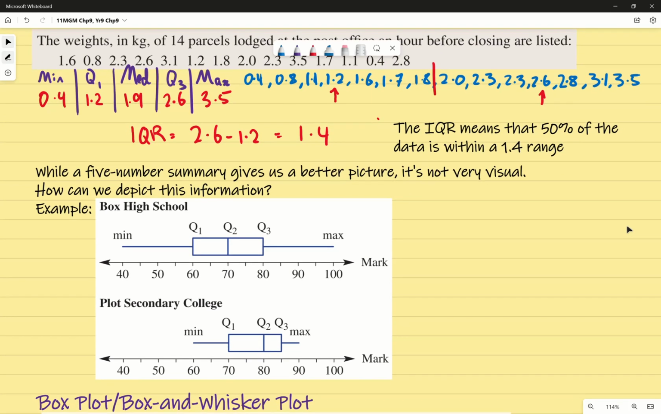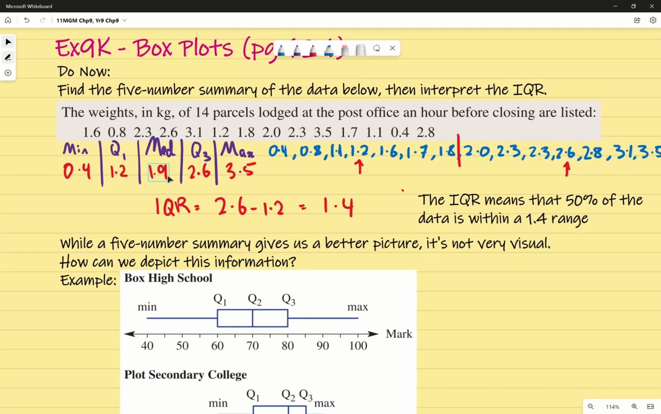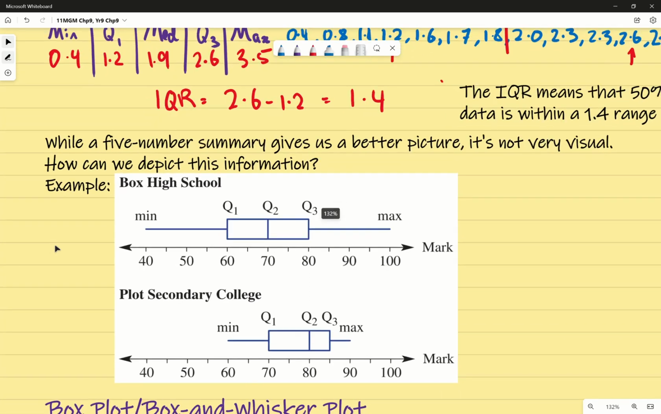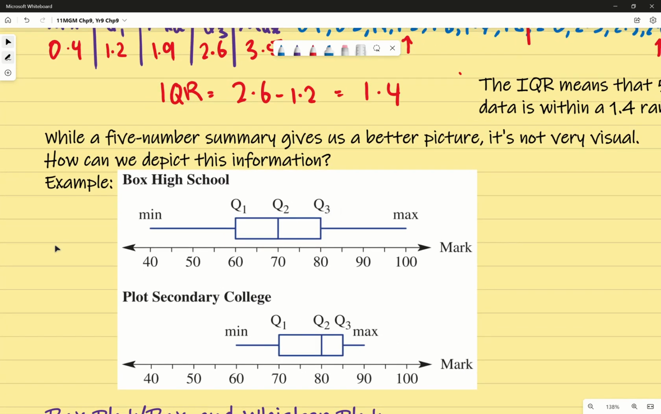So a 5-number summary gives us a better picture, but it's not very visual. You can't look at these 5 numbers and think, great, that means a lot to me. So we can depict this information using a box plot. For example, as you can see here, very creative names by the textbook: Box High School and Plot Secondary College. As soon as we put those 5-number summaries into our box plot, it's a lot easier to compare. What differences or similarities can you find between the two?